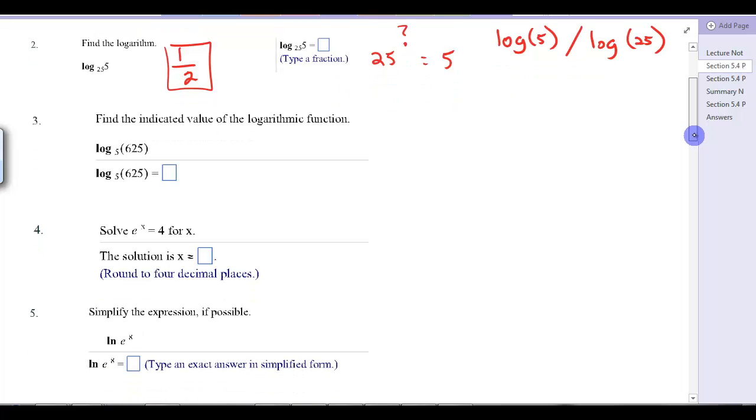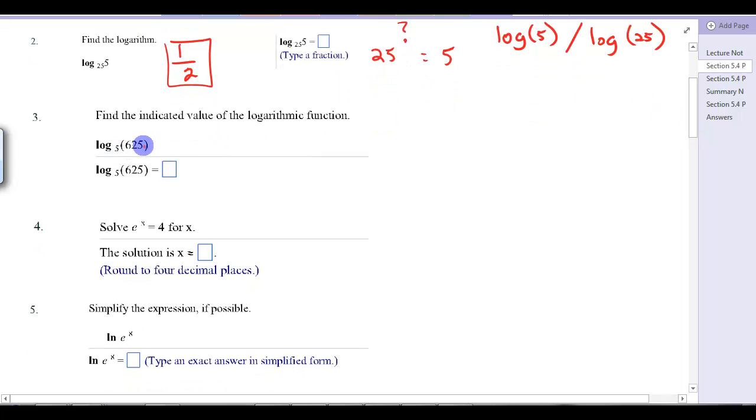Okay. 5 to what power gives us 625? That's going to be 4. You could do it the same way. Change of base if you need to.